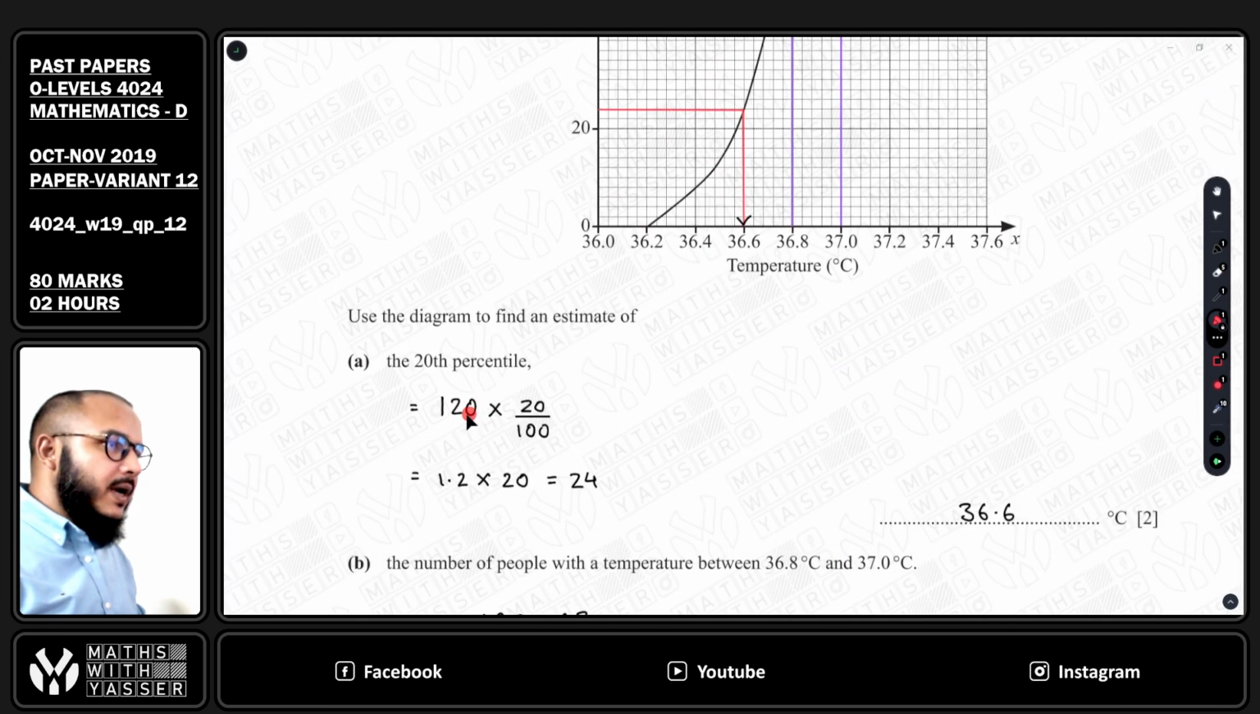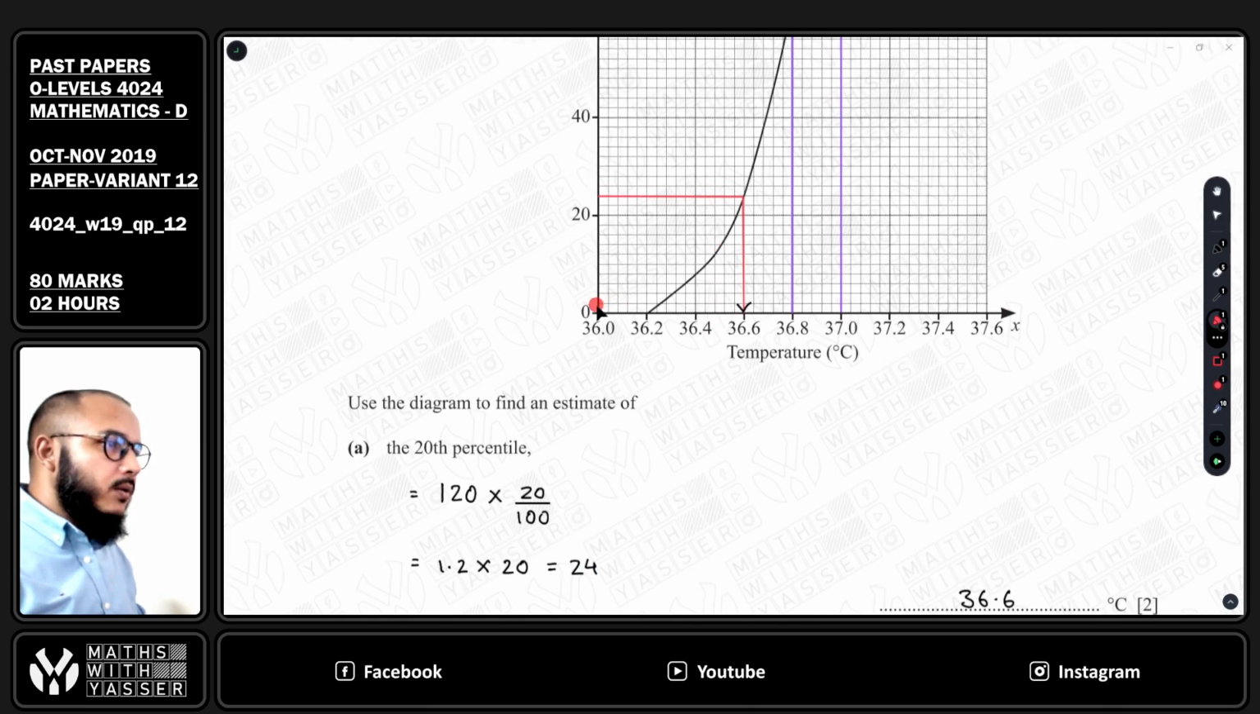So we simply need to find the 20th percentile, and we can find that by multiplying with 20 over 100. So that will be 120 over 100 is 1.2 times 20. So we know that 12 times 2 is 24. So 1.2 times 20 will also be 24. And we need to now look into the graph and see where 24 is on the y-axis, because on the y-axis we have the number of people.